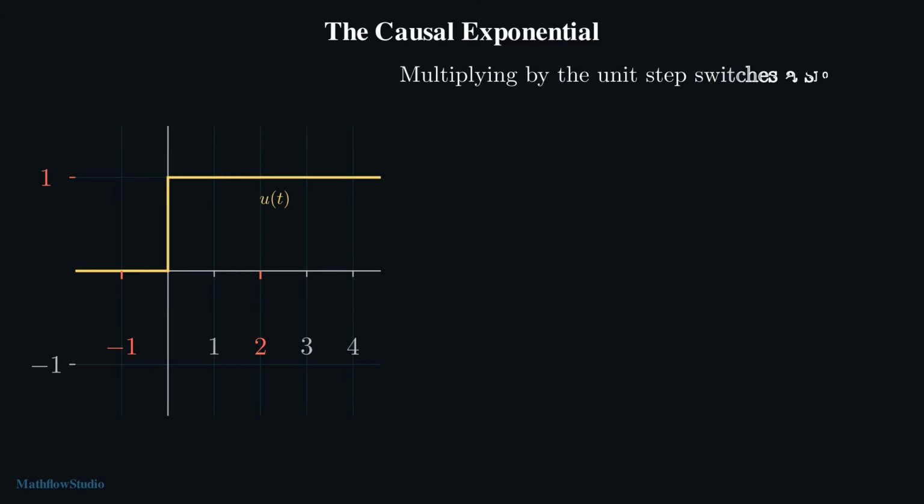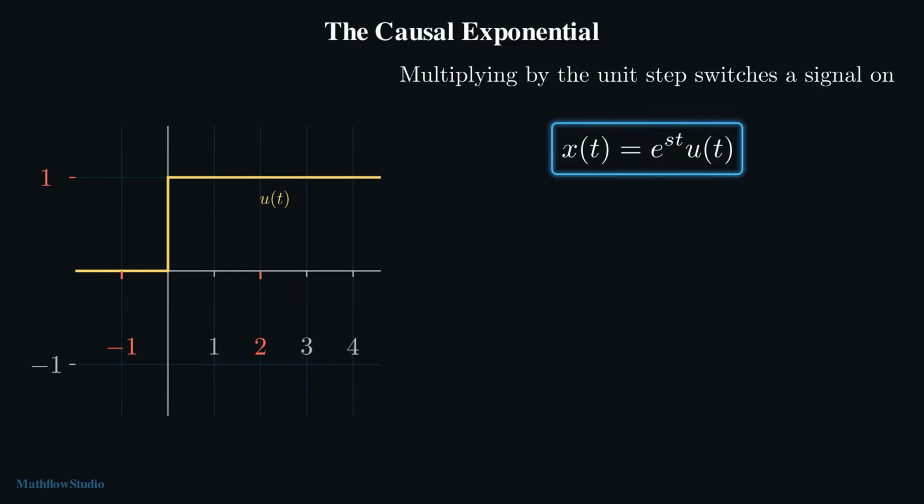The unit step is drawn again, over a window reaching further back than the origin. Multiplying by the unit step switches a signal on at the origin. The causal exponential is the number e raised to the complex frequency s times the time, multiplied by the unit step. The product equals the exponential from the origin onward and 0 before it.